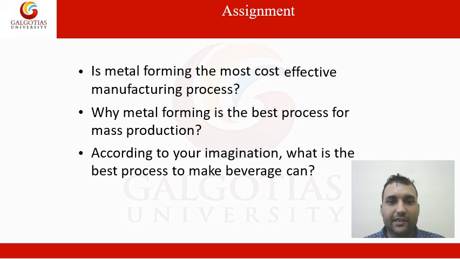For the home assignment, there are a few questions for all of you. One: is metal forming the most cost-effective manufacturing process? You have to explain this. Second: why is metal forming the best process for mass production? Next question: according to your imagination, what is the best process to make a beverage can? These are the assignment questions which you are supposed to submit by the next lecture.